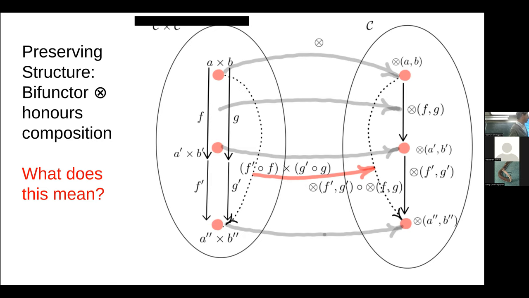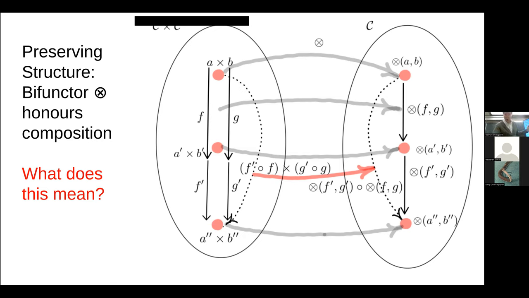We can map these over to this tensor here of F and G, which I might write as F tensor G from now on. Here we've written a prefix rather than an infix, but from now on I'll often write F tensor G. We can either map and then compose, or compose and then map. We have to get the same thing. That's what we mean by honoring composition.